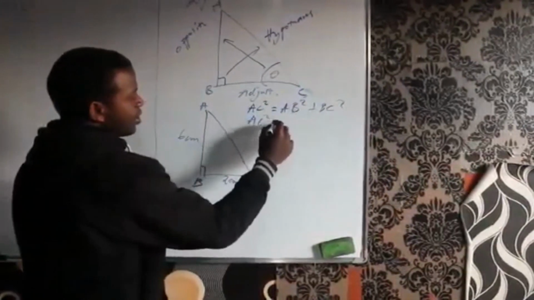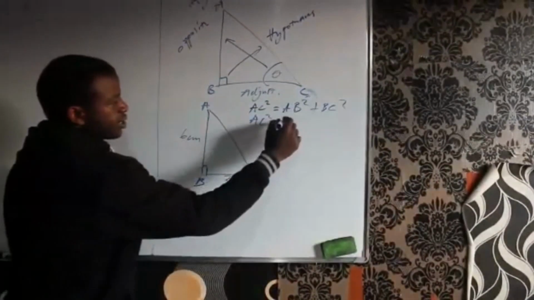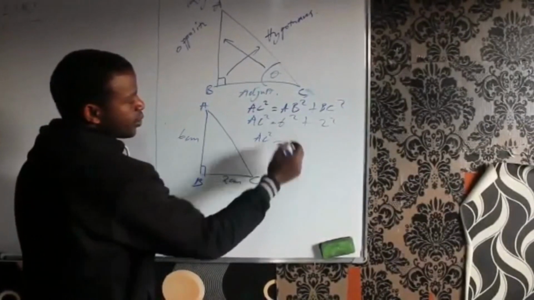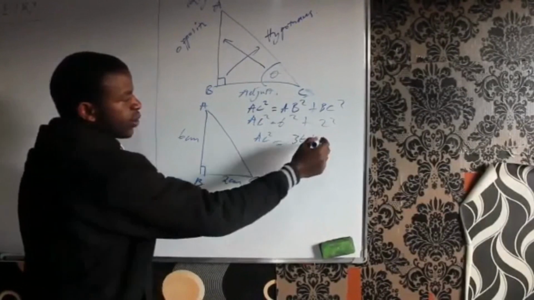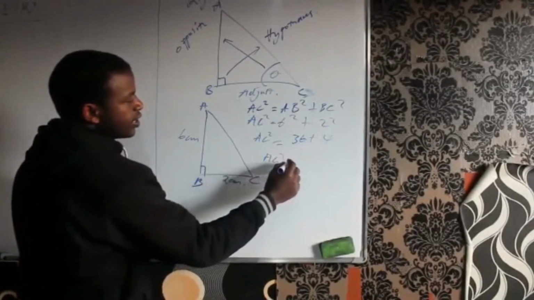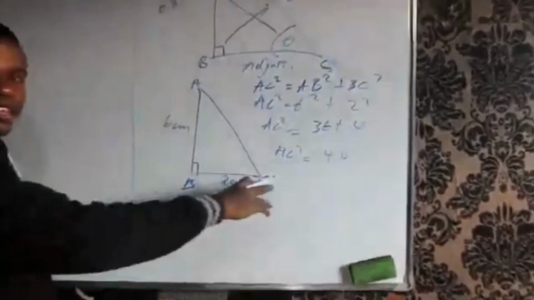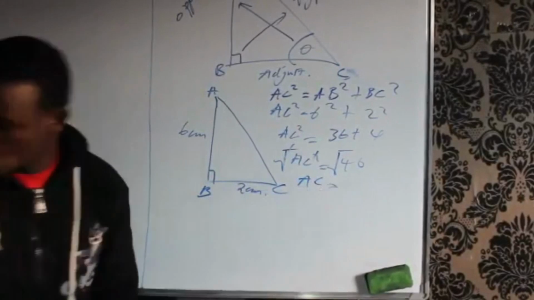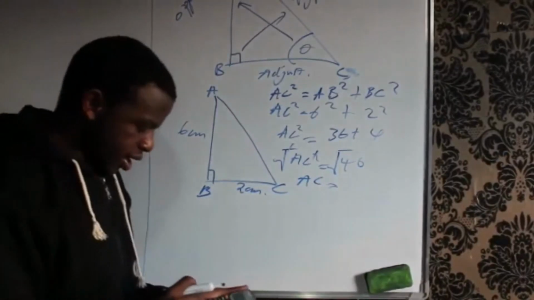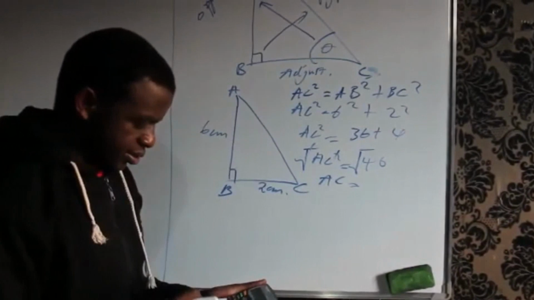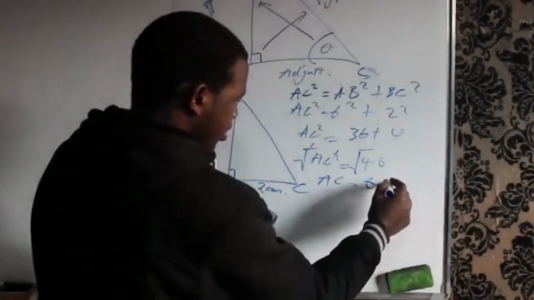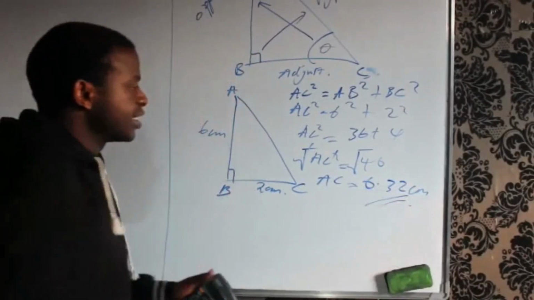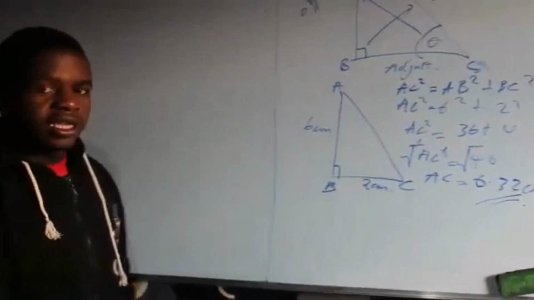So AC squared is equal to AB, that's 6 squared, plus 2 squared. So AC squared is equal to 36 plus 4. So AC squared is 40. To find the value of AC, we take the square root of both sides. AC is equal to the square root of 40, that's 6.32 if I round off to 2 decimal places. So that's the length of AC.